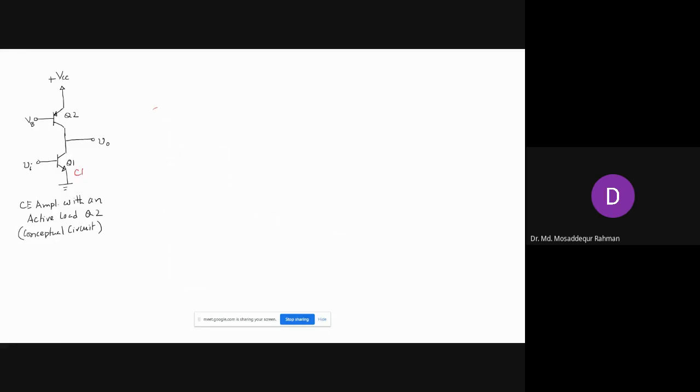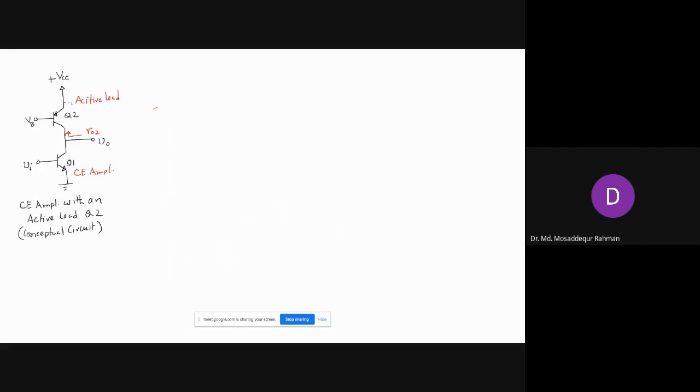So Q1 is our common emitter amplifier, and Q2 is our active load. So Q2 is working as the active load. Now, how is it working as the load? Because now, if you look into the collector here, you will see an output resistance, small r naught 2, right?